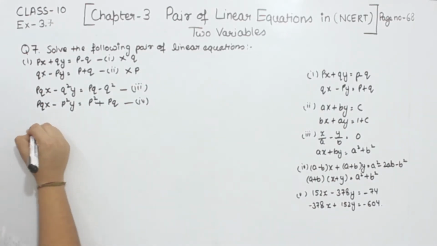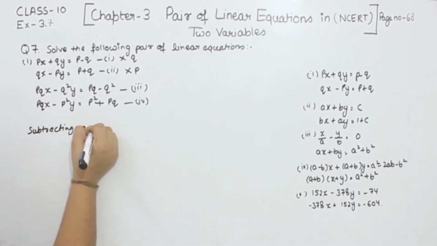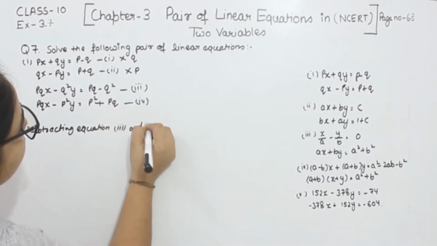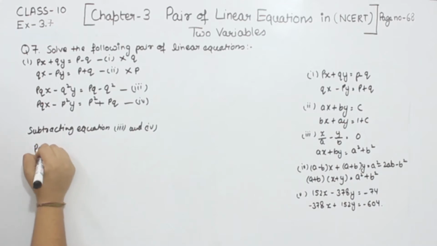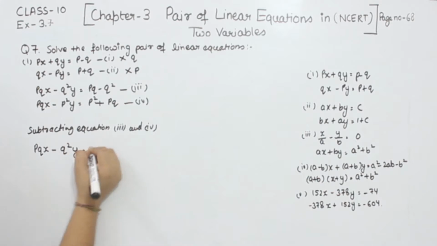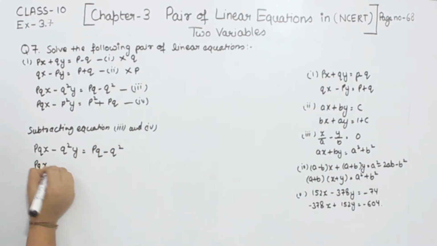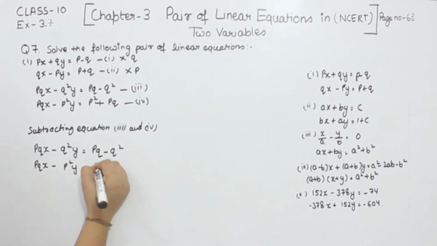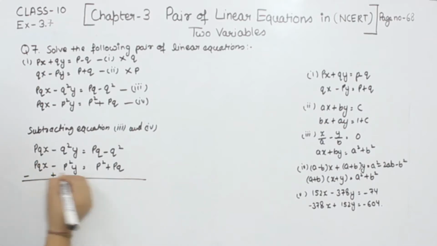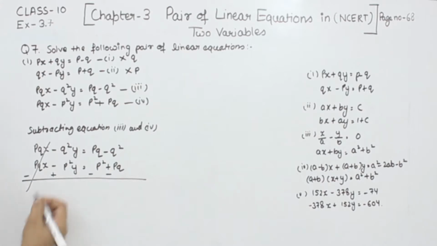So we are going to write here, subtracting equations 3 and 4. Right here we have pqx minus q square y is equal to pq minus q square, and pqx minus p square y is equal to p square plus pq. Now we are going to change the signs. Now plus minus cancel.